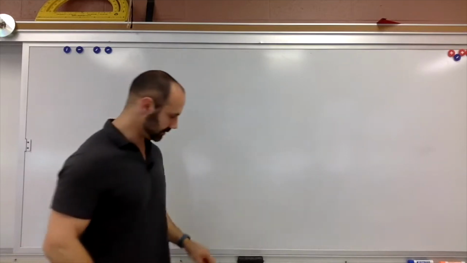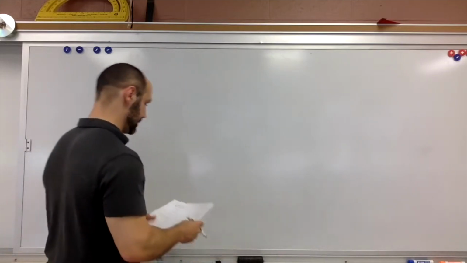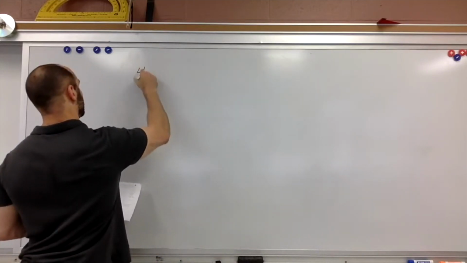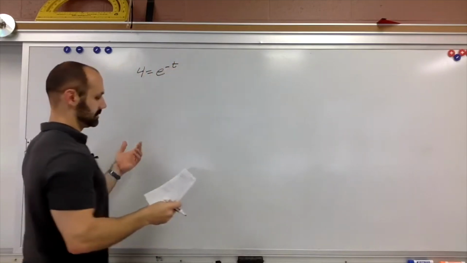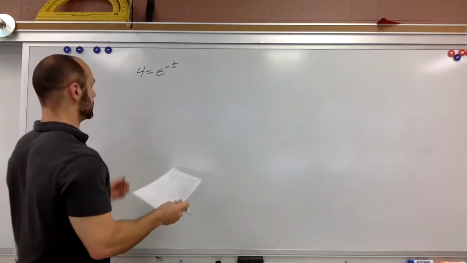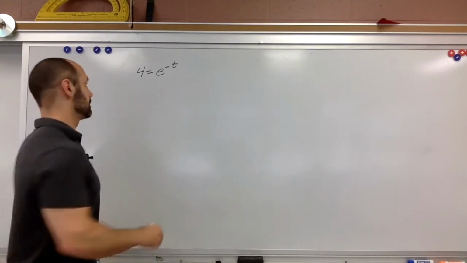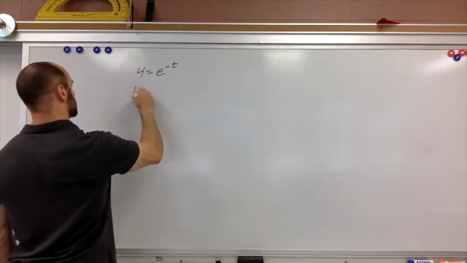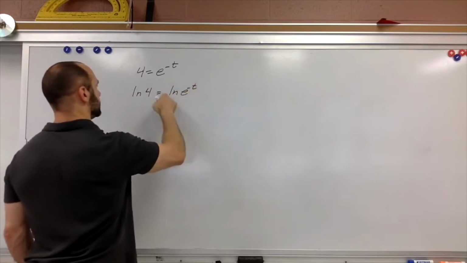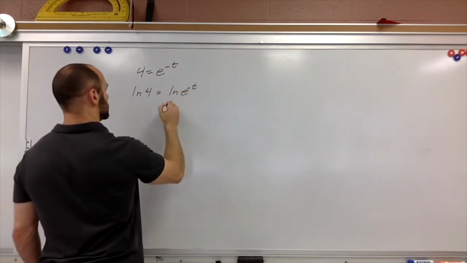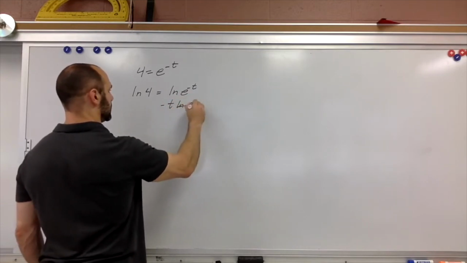So just some review in order for us to figure out what's going on, because we're going to be dealing with exponentials. If we have 4 equals e to the negative t, how would we solve this if we were to try to solve for t? The way that we solve this is we take the natural log of both sides. So I take the natural log of 4, so natural log of 4 equals, and when I take the natural log of e to the negative t, the negative t comes down in front. So this is negative t times natural log of e, but natural log of e is just 1.